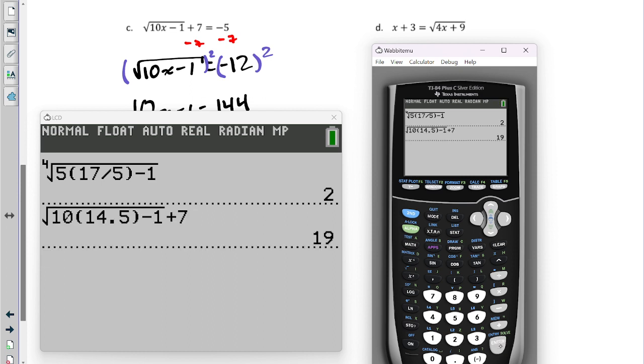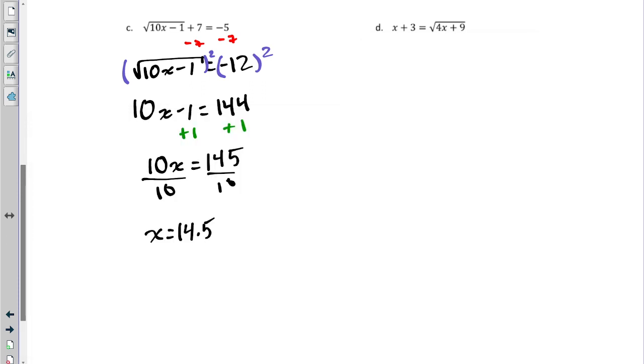Uh-oh. It's not. And here's why. We did everything correctly. Our algebra is totally correct. The problem is we had a step right here, the step that said the square root of 10x minus 1 equals negative 12. When I take the square root of a positive number, there's no way that thing can turn negative, unless you're dealing with imaginary numbers, which in this case, we don't want to deal with.